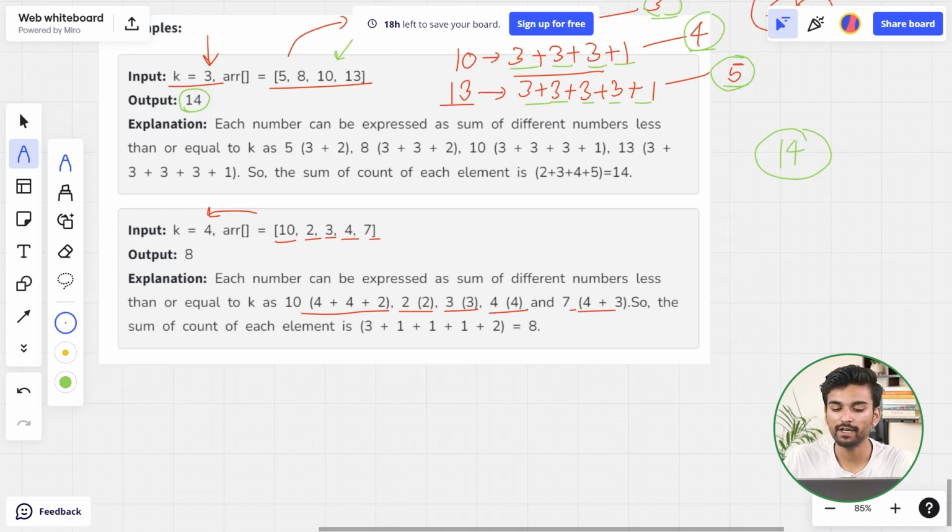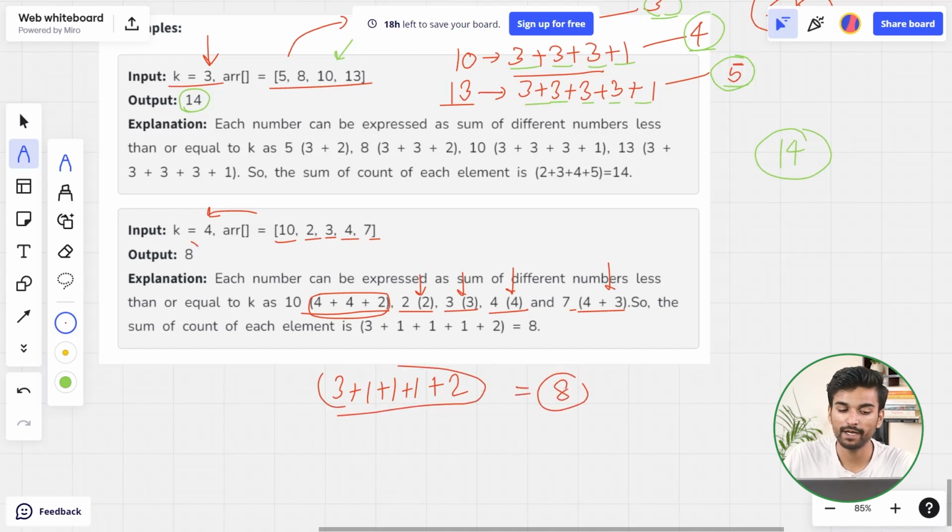And for 7, we can divide it as 4 plus 3. So how many total count is there? We can see that it is 3. So 3, and here it is only one, here it is only one, and only one, so 3 plus 1, and in the end I have 2, so 2 elements. If I sum up all these numbers, it will come out to be 8, right? So that's why 8 is the answer.